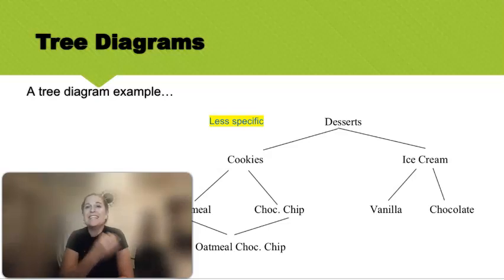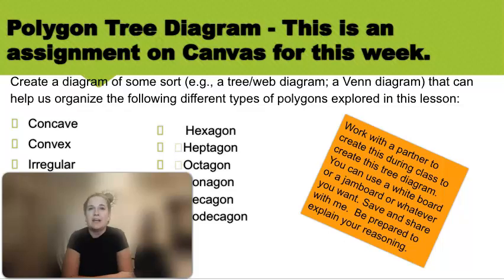They start with the least specific, for example, on this one, desserts, and then it goes down from there. So cookies and ice cream are two different kinds of desserts. Notice they have lines to the dessert. Then underneath cookies, it gets more and more specific. And notice wherever the lines join, that means it's part of what is above it, kind of like a family tree. And then you're going to make a polygon tree diagram using all of these terms. And you're going to work with a partner on this.